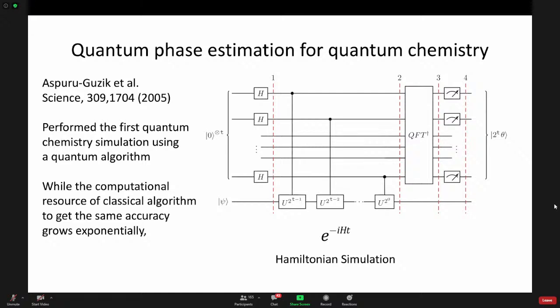Aspuru-Guzik, who is a giant in the field of quantum computing and quantum chemistry, did a simulation in 2005 using this quantum phase estimation, for the first quantum chemistry application. They performed the first quantum chemistry simulation using this phase estimation algorithm, where the circuit is described like this, and this part is actually using the Hamiltonian simulation. So it's using the second advantage of the quantum computer in quantum chemistry.